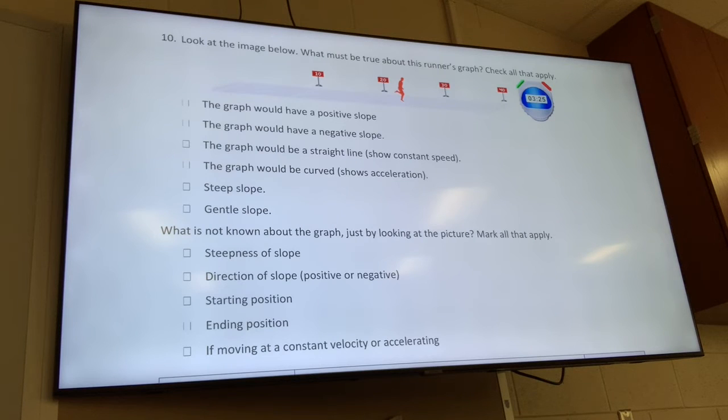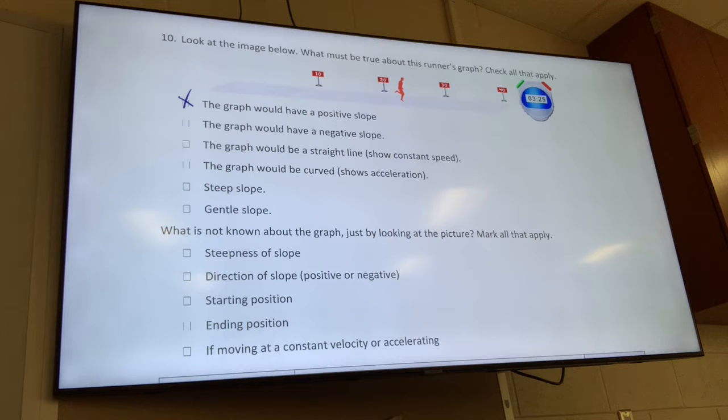Look at the image below. So we don't really even need the gizmo for this one. We're just looking at a snapshot of the runner, okay? What can we tell just by looking at this snapshot? All we can tell from this is the direction of the runner, okay? Is the direction positive or negative?